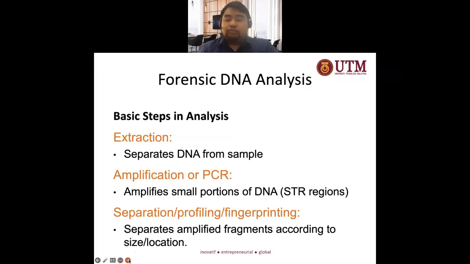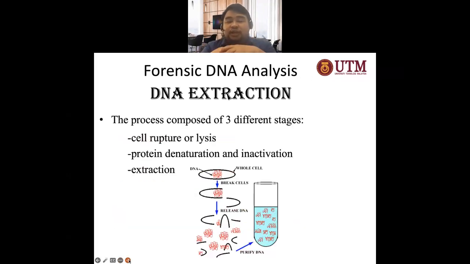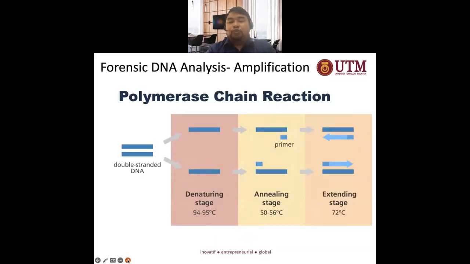In terms of extraction, you have looked at DNA extraction in 3 different stages. Basically we extract cells, so the cell will be ruptured or undergo lysis, and then the cell undergoes protein denaturation, because inside the cell there is a lot of substance that protects the nucleus. Lastly, after we have done the protein denaturation and inactivation, we have the extraction of DNA. So now what do we do with this DNA? Because the DNA we have now is just from one cell. We are going to do polymerase chain reaction, which is an amplification.